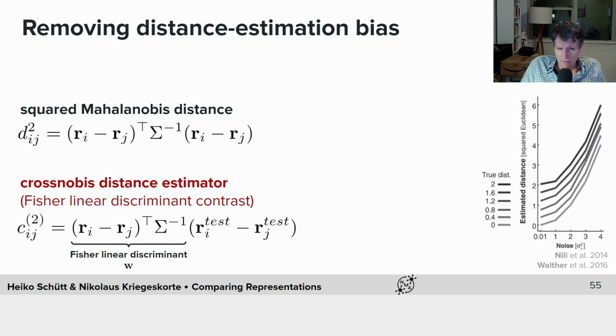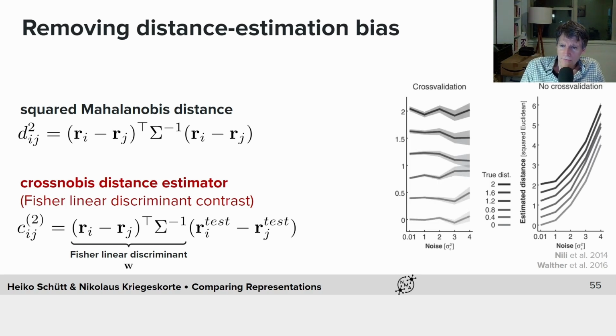of response patterns efficiently. And what we do in the so-called cross-Nobis distance estimator, which is short for cross-validated Mahalanobis distance estimator, is we take a separate data set and we have estimates for the two response patterns, Ri and Rj, from the separate test data set, and we project them onto the Fisher linear discriminant estimated with our first data set. And this is a way of removing the bias.